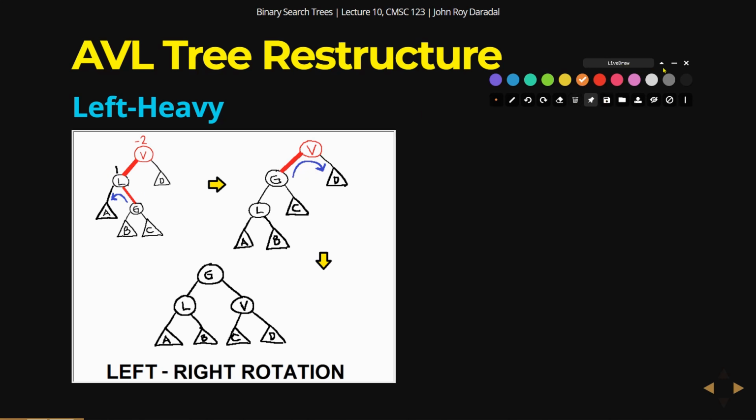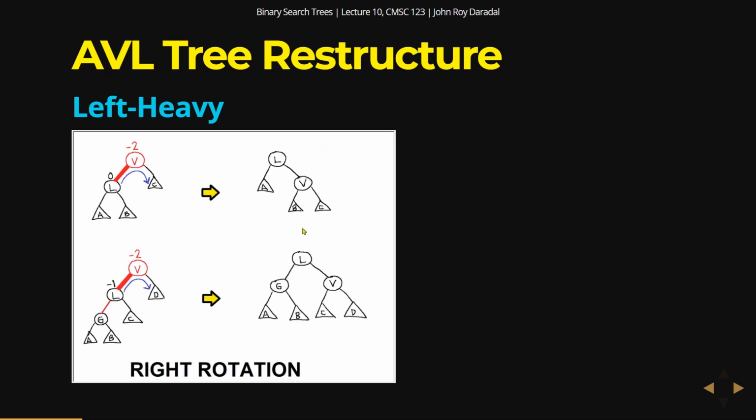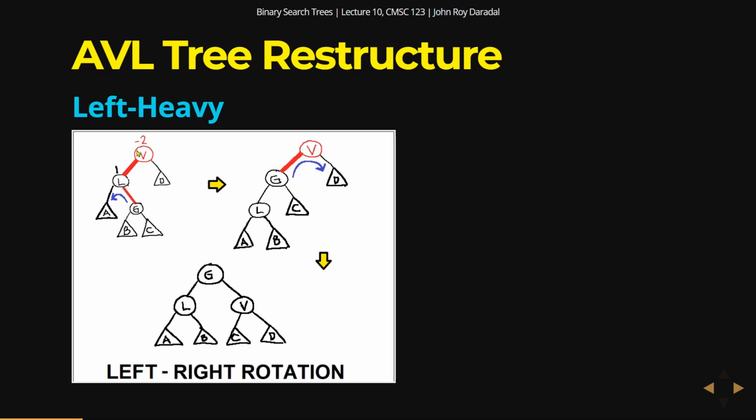Earlier, we only did one rotation because it was left heavy and the left child was also left heavy, or left heavy and the left child was balanced. So only one rotation. But if it's left heavy and then right heavy, then we'll do a left-right rotation. It's just about recognizing patterns and applying the correct type of rotation.